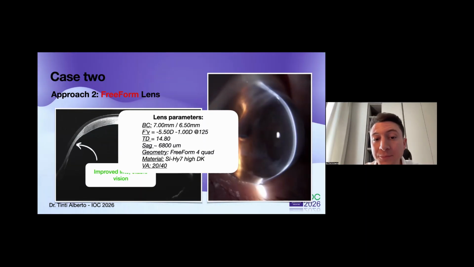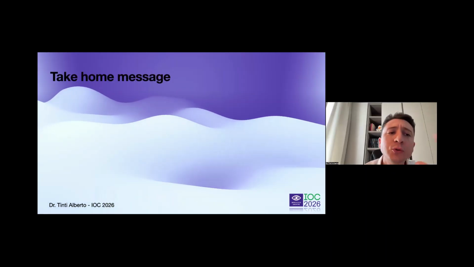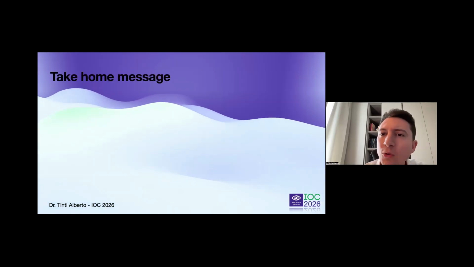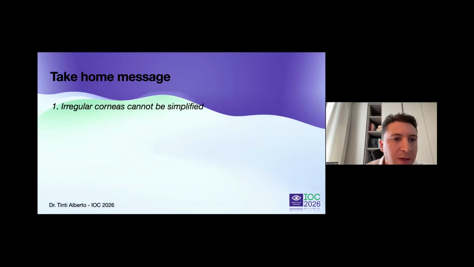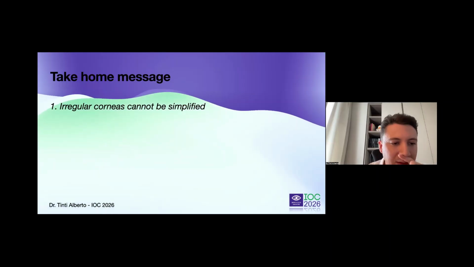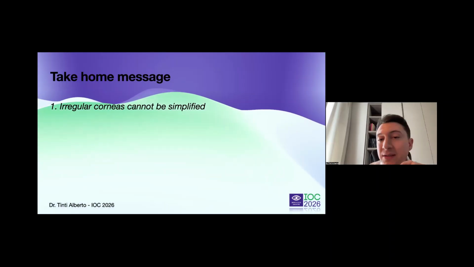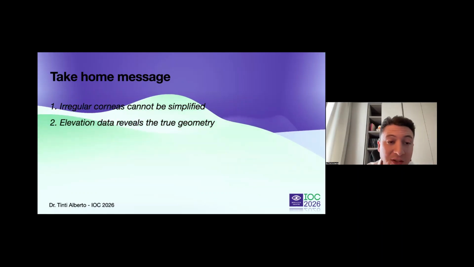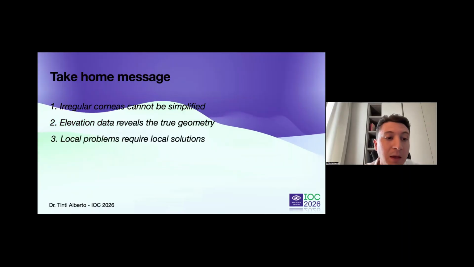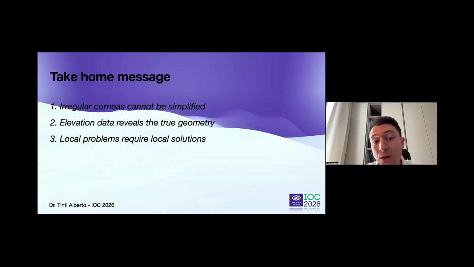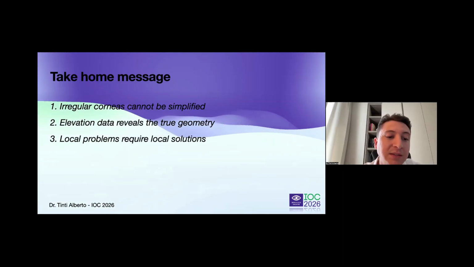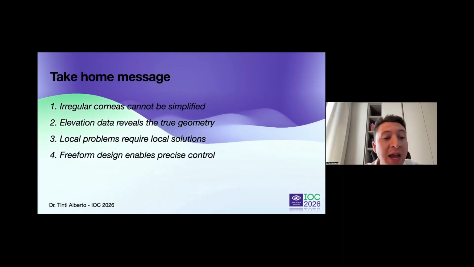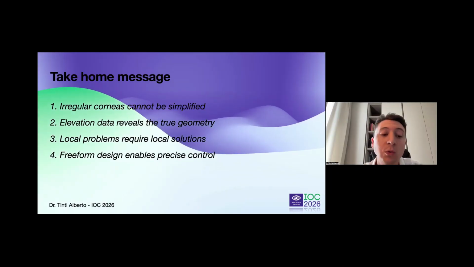That translates into better quality of life. So to conclude, let's take a look at the take-home messages. First, irregular corneas cannot be simplified. Also, elevation data allow us to understand the true geometry of the eye. Local problems require local solutions, as we have seen with the soft contact lenses. And freeform design gives us the level of control we need.